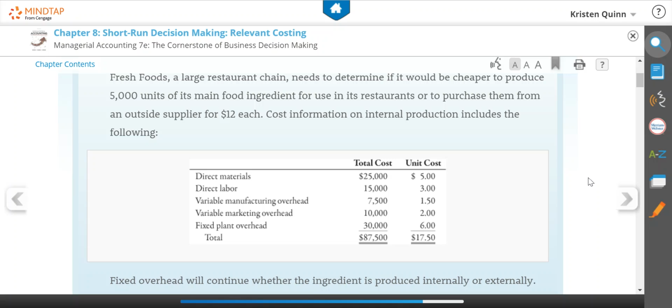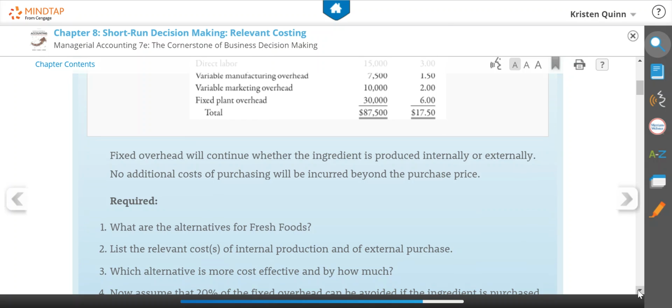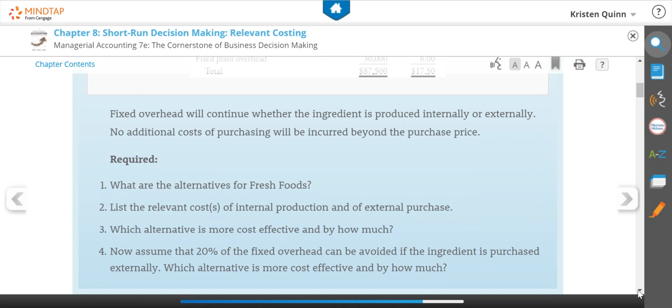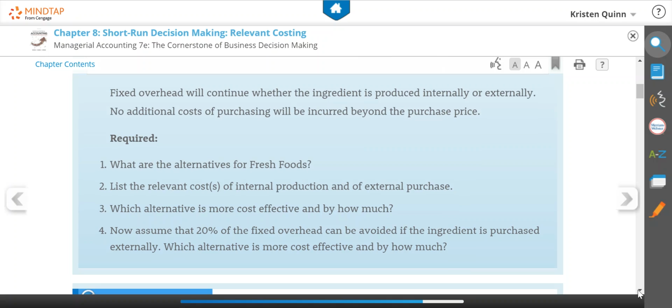They've provided us cost information on internal production, and it includes direct materials, direct labor, variable manufacturing overhead, variable marketing overhead, and fixed plant overhead, and they've given us the total cost and per unit cost for each category. They tell us that the fixed overhead will continue whether the ingredient is produced internally or externally. There is no additional cost of purchasing that will be incurred beyond the purchase price. So they want us to determine what our alternatives are for Fresh Foods, what our relevant costs are for both internal production and external purchase, which alternative is more cost effective and by how much.